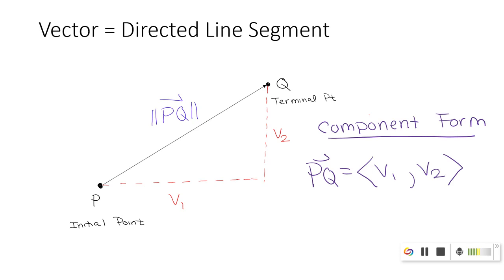Okay, so I've kind of alluded to this, but we frequently write vectors in component form. It's just a really convenient way of describing the horizontal distance, the run, and the vertical distance, the rise of the vector. And so when we write a vector in component form, we put it in these triangular brackets. And we always list our horizontal component first, and then our vertical component. So this vector in component form is V1, V2, again using those triangular brackets.